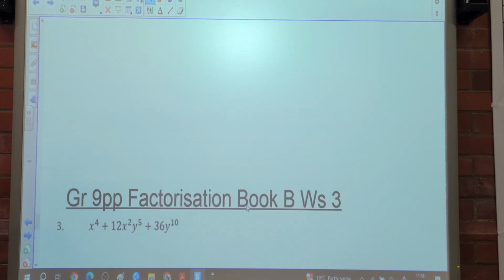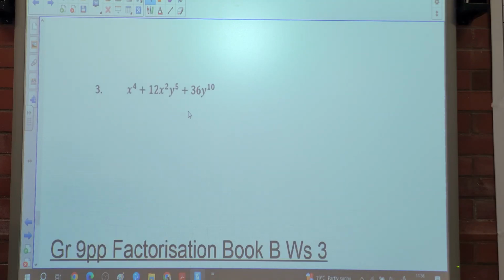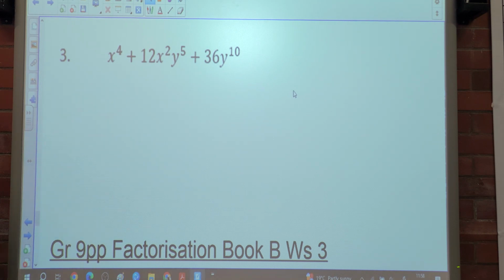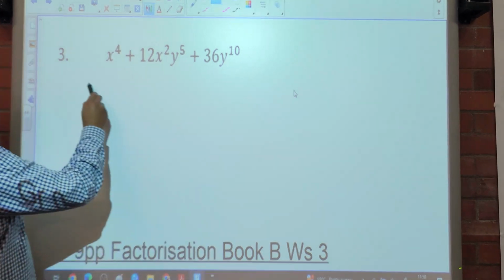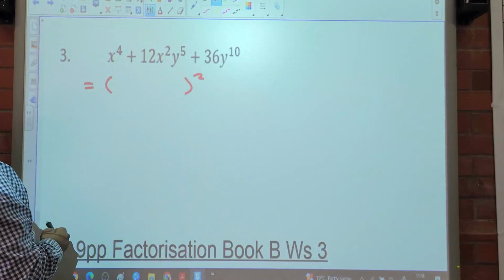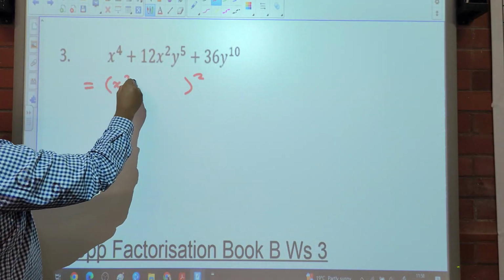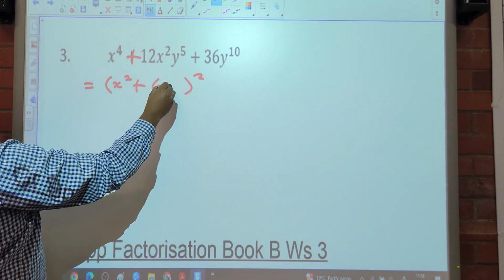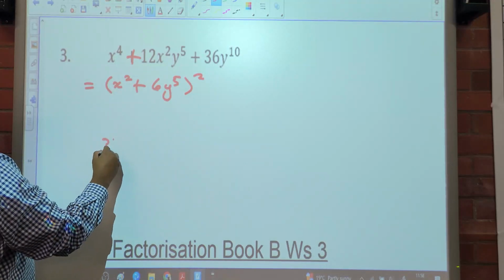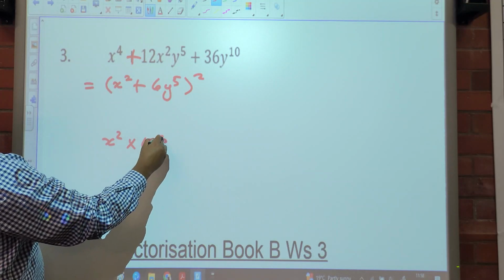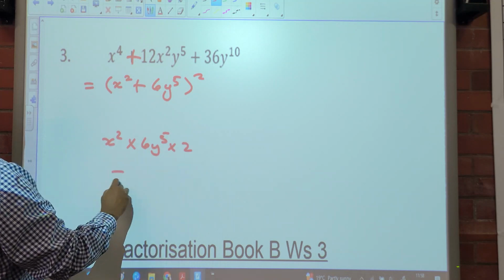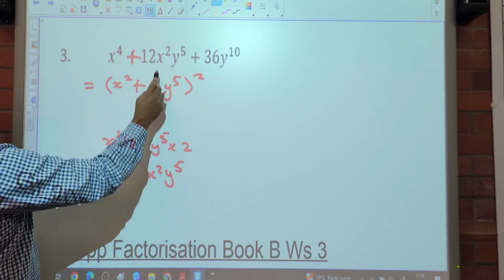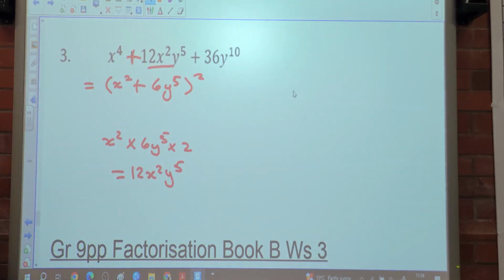Let's look at number 3. Are there 3 terms? The first and last term perfect squares? Yes. What's the square root of x⁴? x squared. Plus the square root of 36y¹⁰, 6y⁵. Let's check if the middle term works. It's x squared times 6y⁵ times 2. 6 times 2 is 12, x squared y⁵, which is the case. Okay.